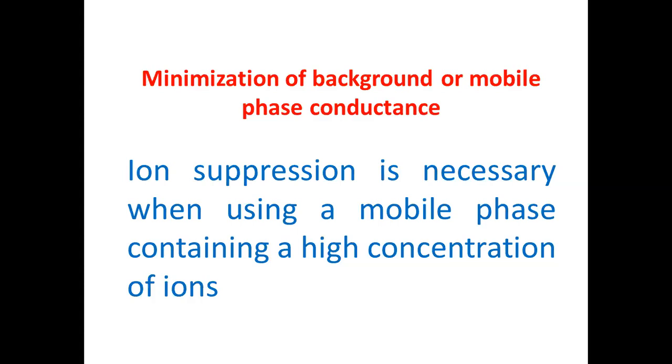This hydronium ion as well as chloride ion are good species to result in electrical conductivity, and these are going to interfere in the detection of the solute molecules. Therefore, we have to suppress the electrical property of this hydrochloric acid or any other mobile phase we are using. We have to suppress their activity in such a way that there must not be any background electrical conductivity.